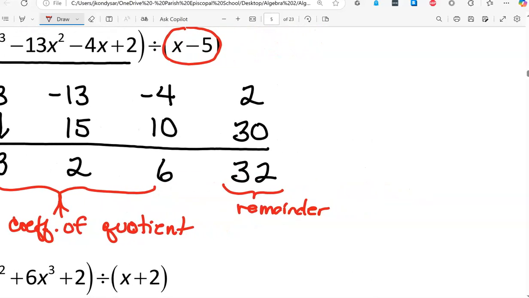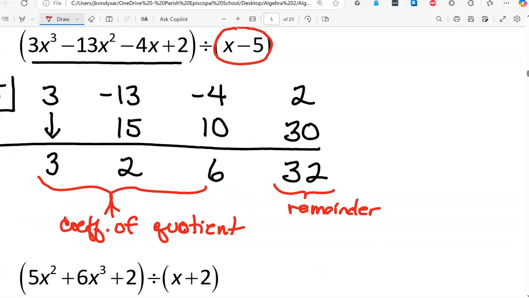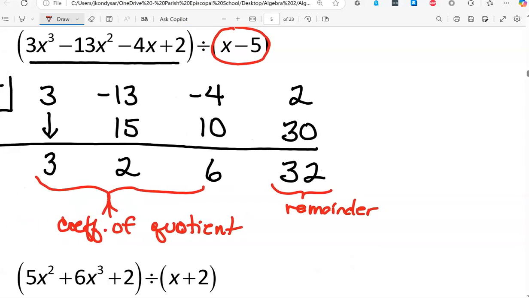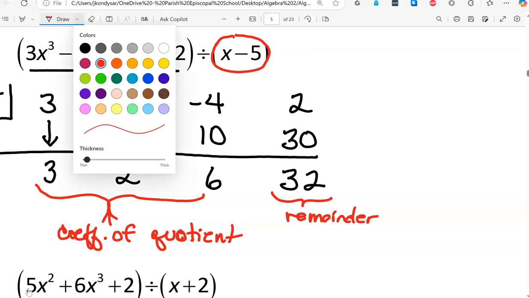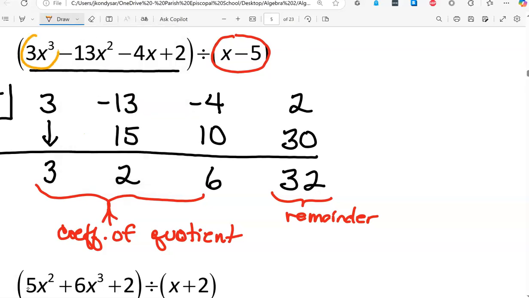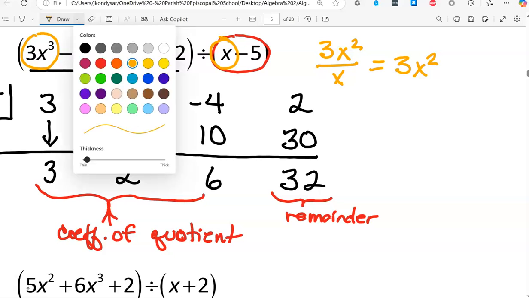So when we write our result, it will be very similar to the kind of result we write from long division. In order to know what the first term represents, I would encourage you to look at the first term of the dividend divided by the first term of the divisor. And so 3x to the third power divided by x is 3x squared. That's going to be the first term of your quotient.